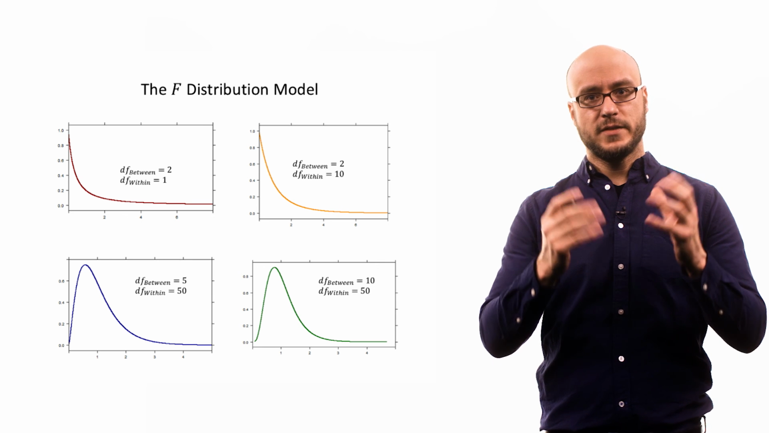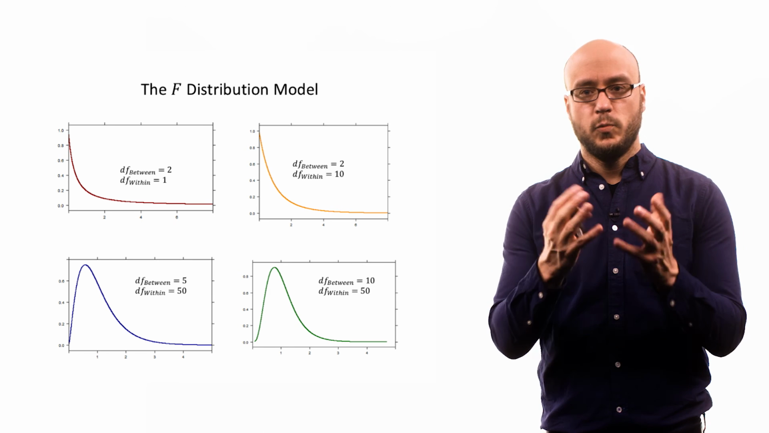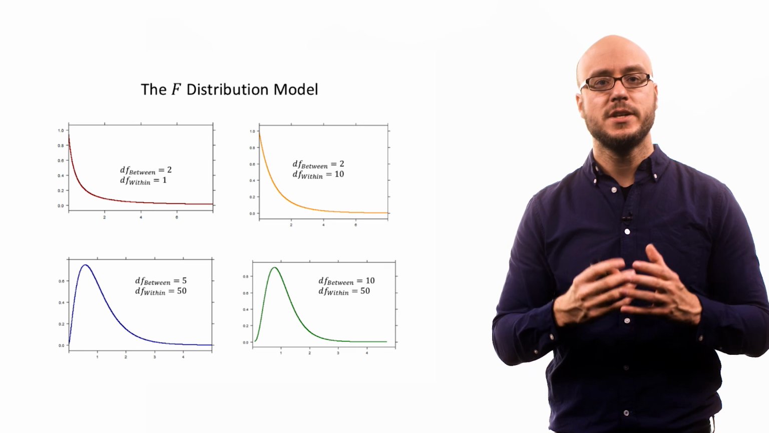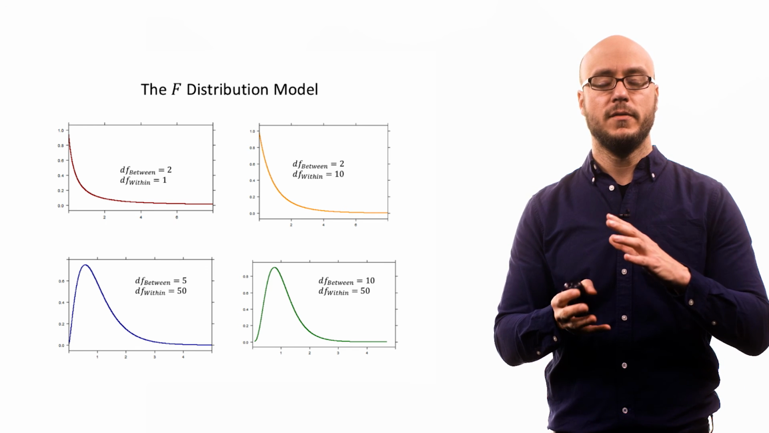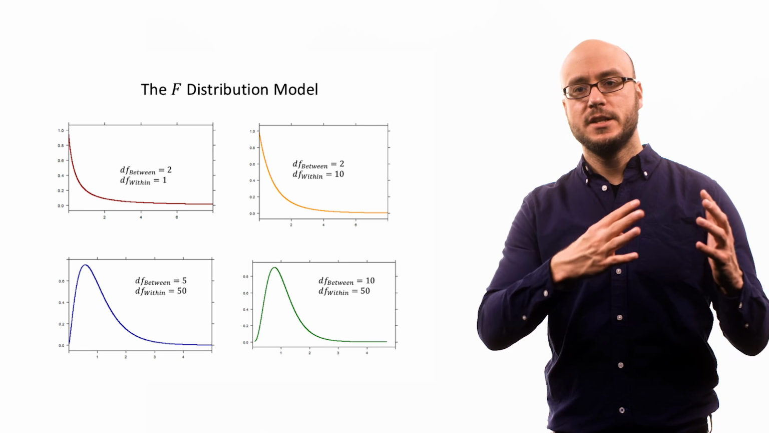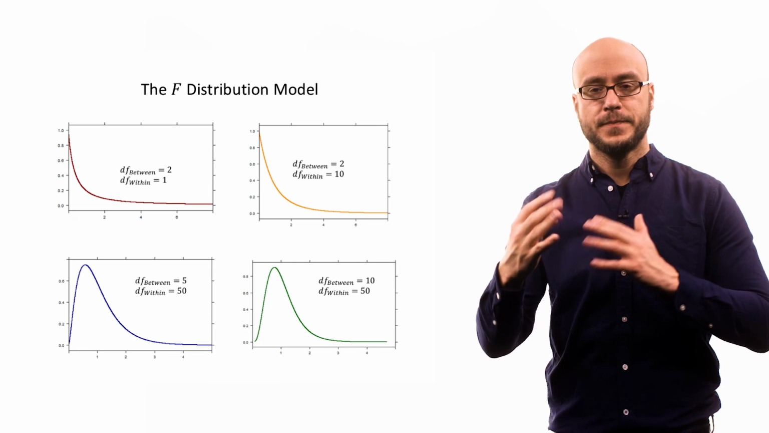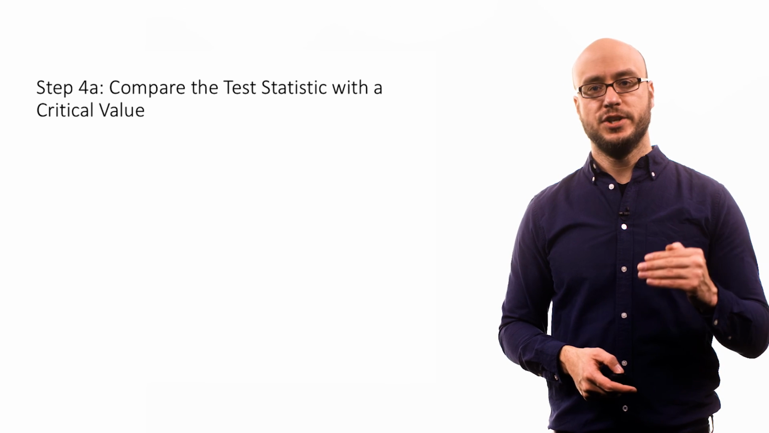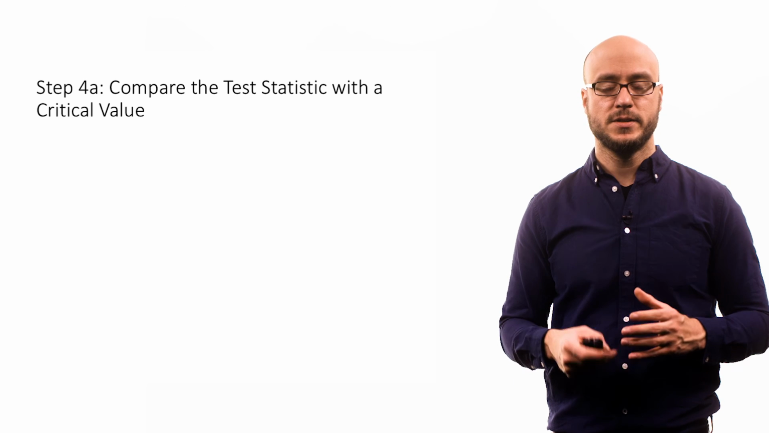Let's look at the varieties of the F distribution model. We can use statistical software to examine how this probability distribution changes depending on the number of degrees of freedom between and the number of degrees of freedom within groups. Again, these degrees of freedom just reflect the number of groups we have and the number of individuals, or the total sample size we have. And you can see the distribution changes a bit, right? We use this probability distribution and the F ratio to make inferences.